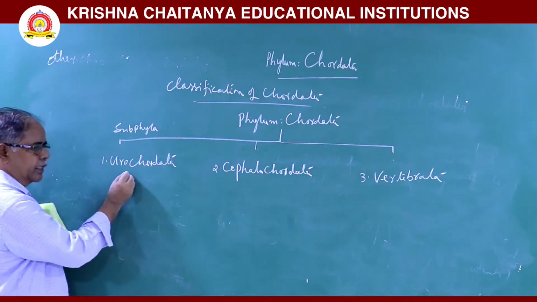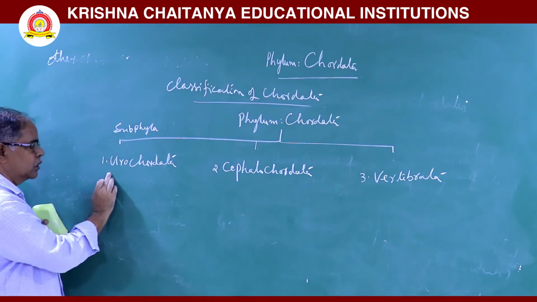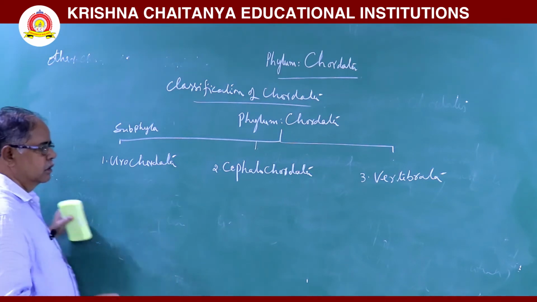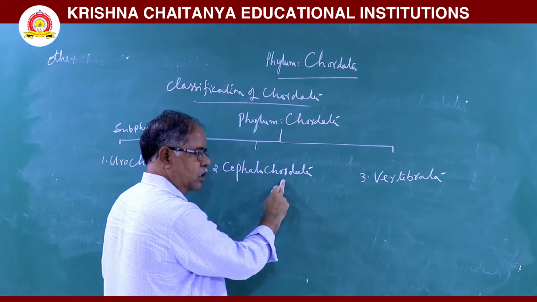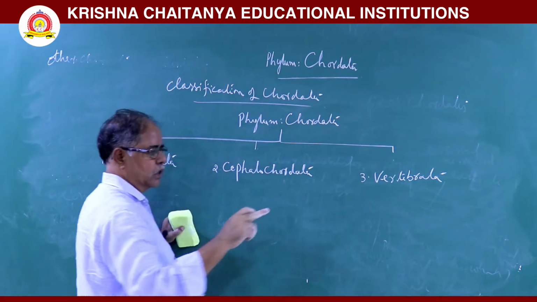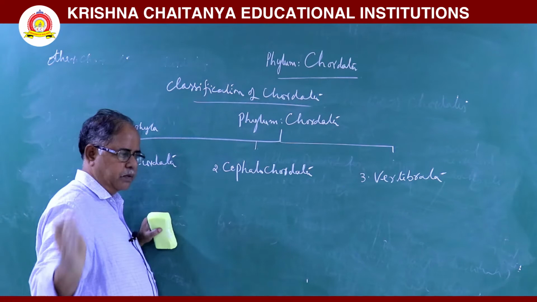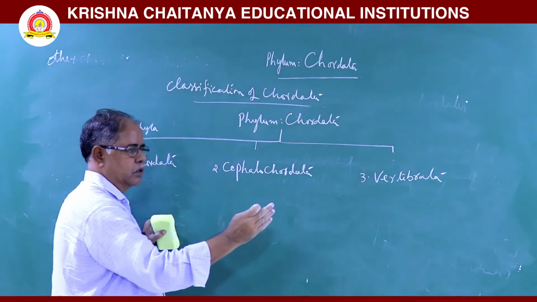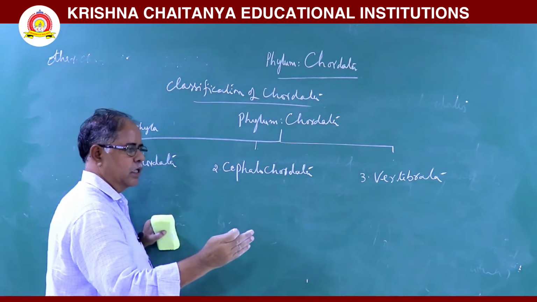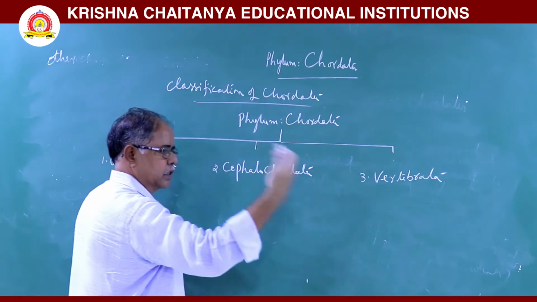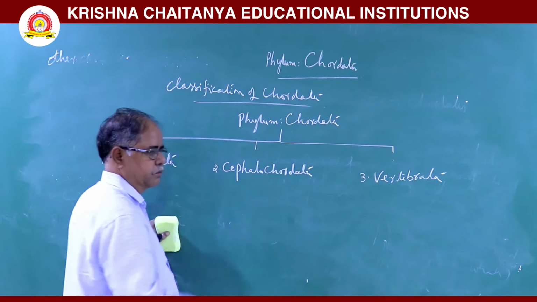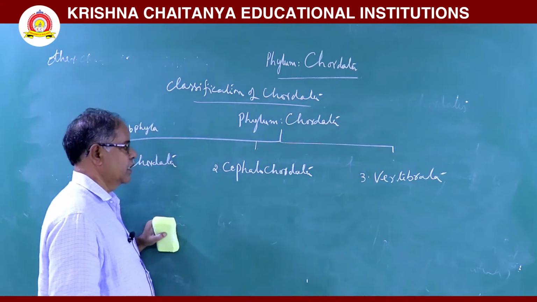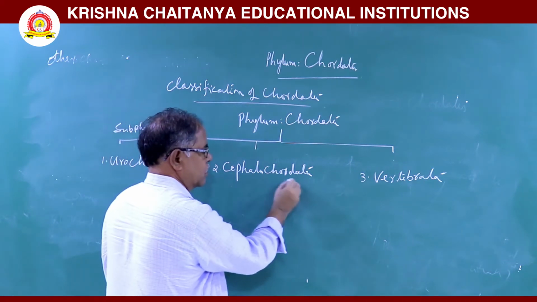In Urochordates, the notochord is present in the tail region. In Cephalochordates, the notochord is present throughout the body, that's from posterior part to the anterior part. This notochord extends along with the nerve cord. It protrudes into the head. That's why this subphylum is called Cephalochordata.